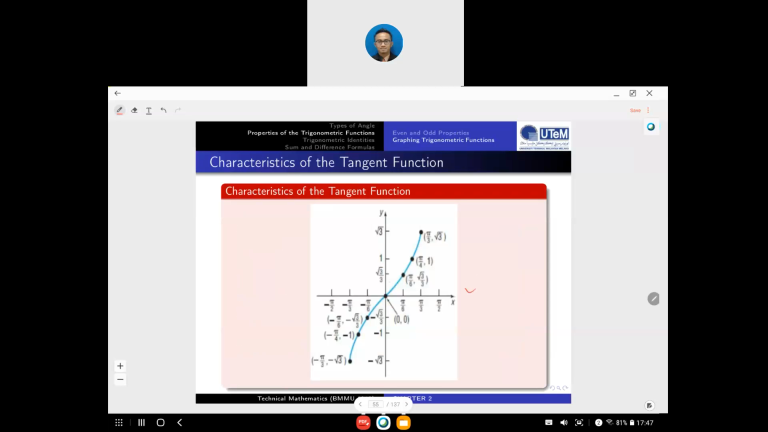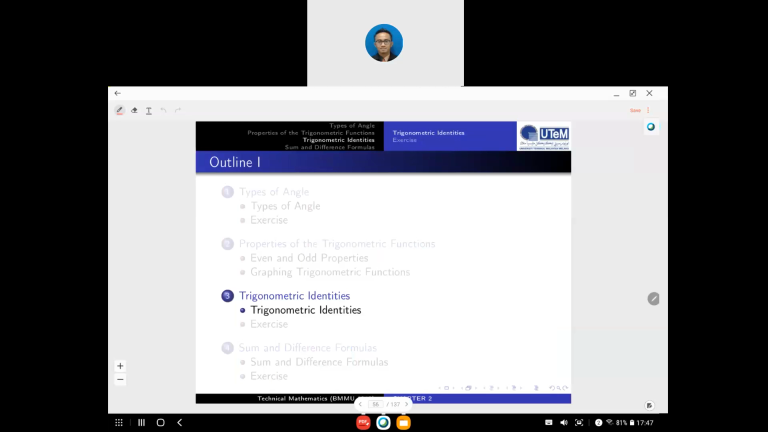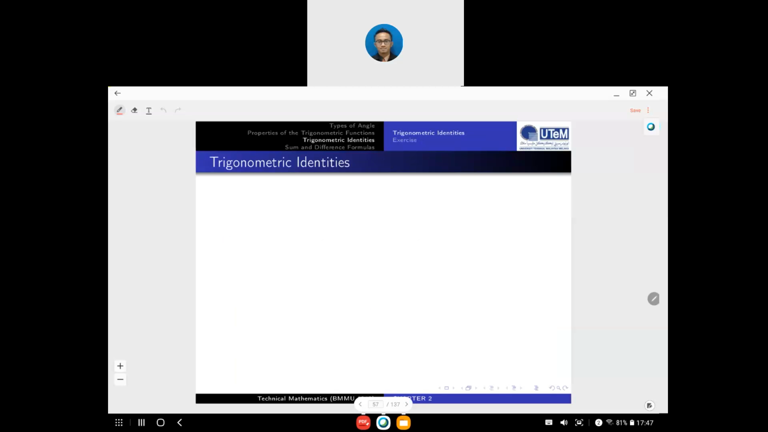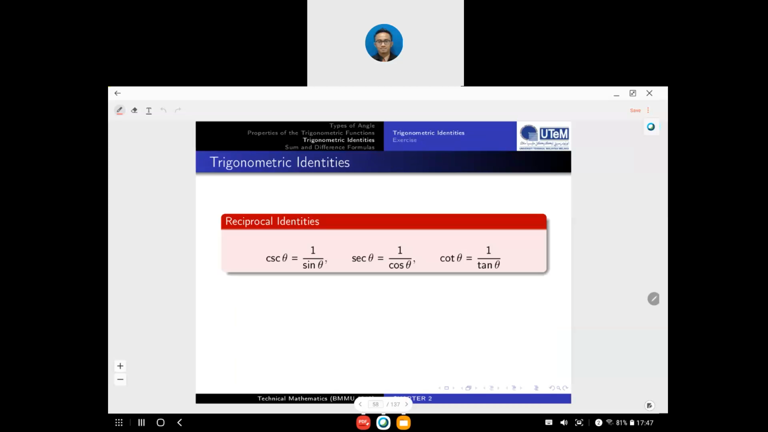Okay. Next, let's look at the second topic, trigonometric identities. This is important. We already learned trigonometric identities previously, so this is just revision. First, the reciprocal identities. We know that cosecant theta equals 1 over sine theta, secant theta equals 1 over cosine theta, and cotangent theta equals 1 over tangent theta.